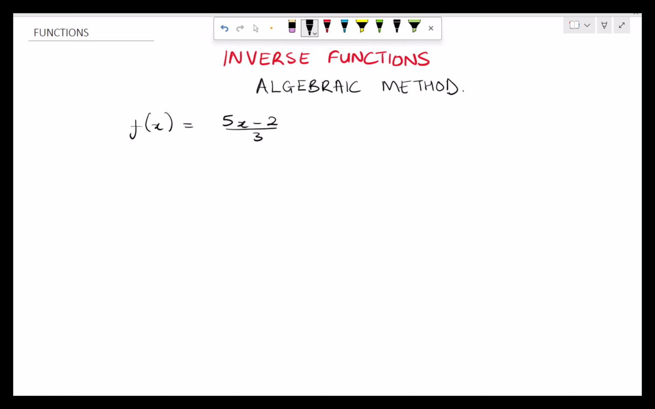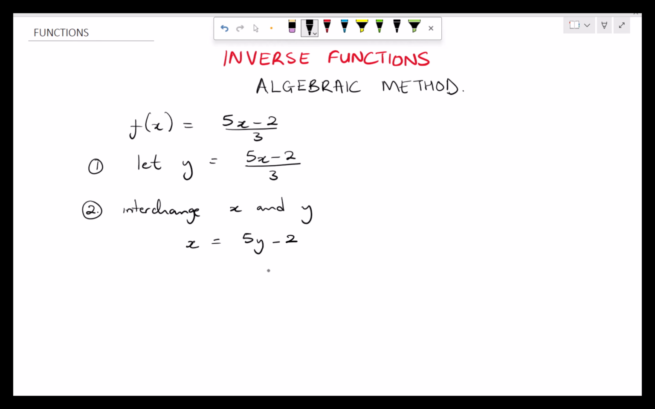For you to use the algebraic method, there are certain steps that you have to follow. And step number 1, you always let y be equal to the function that you want to find the inverse for. So that is y equals (5x minus 2) over 3. And then the second thing, you interchange x and y. And by so doing, you get x is equal to (5y minus 2) all over 3.